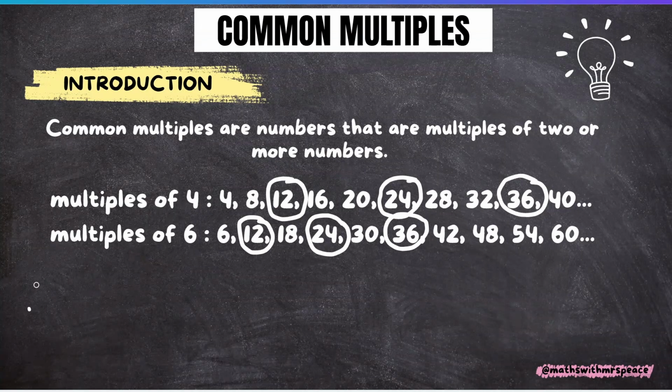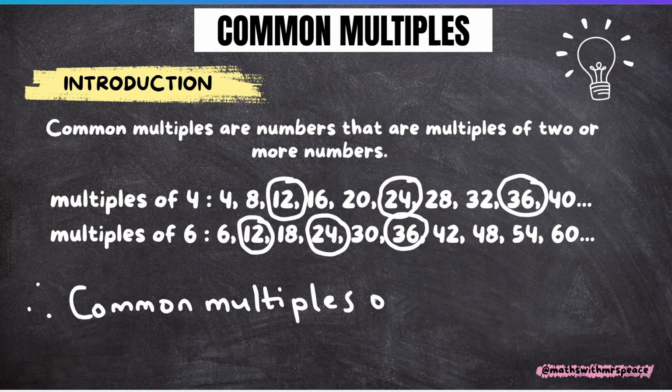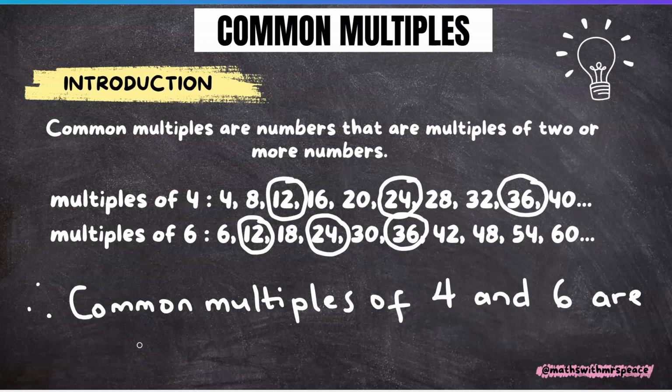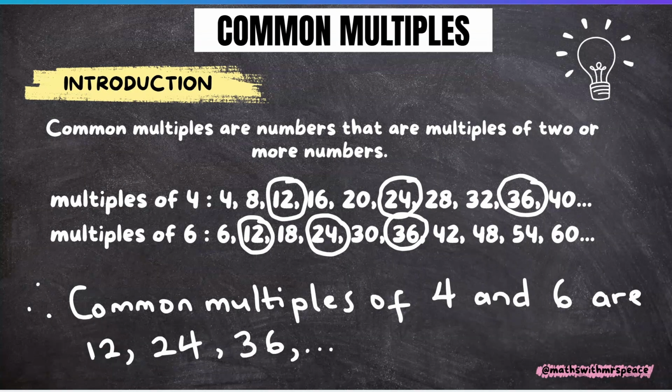So therefore, common multiples of 4 and 6 are, and then we'll list out the ones we've circled. We have 12, 24, 36. And we finish that with 3 dots to indicate that these are not all the common multiples of both numbers, and that if we continue to list more multiples, we can also find more common multiples.